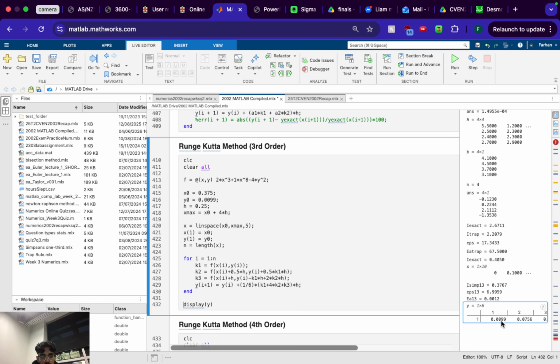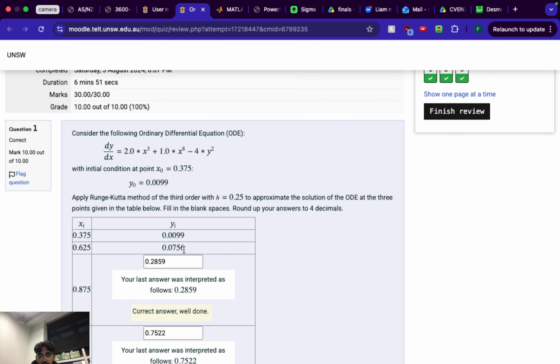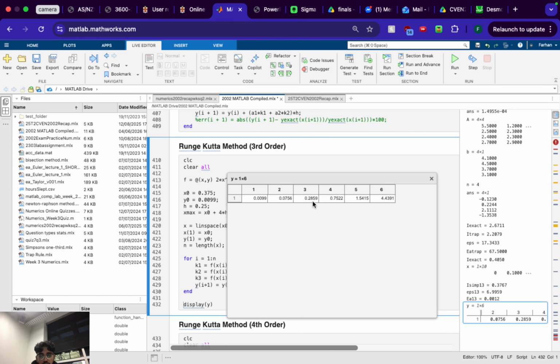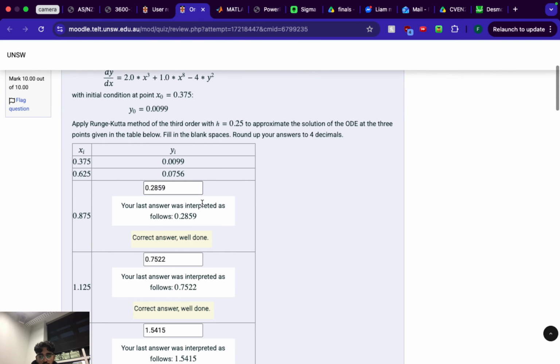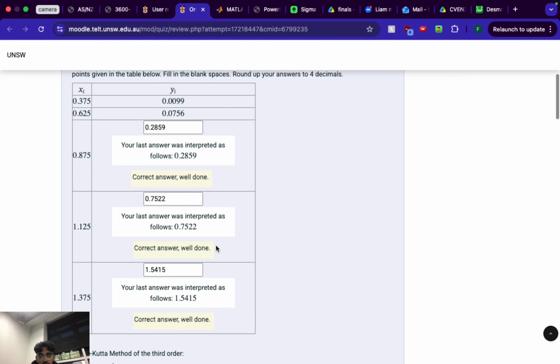Okay, so I started off at y equals 0.0099. That makes sense. My next y value should be 0.0756. Can you guys read that? Yeah? Let's see if that's correct. Yes, correct. Next one should be 0.2859. Correct. 0.7522 and 1.5415. Cool. Any questions about that?